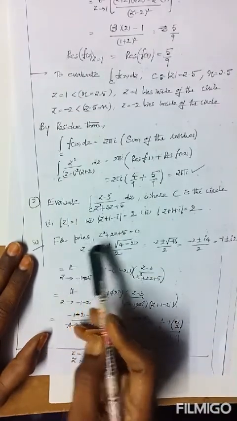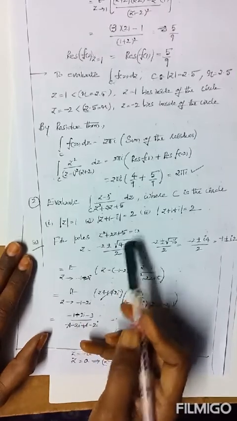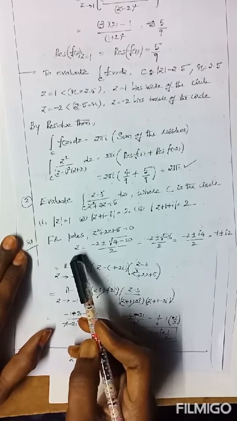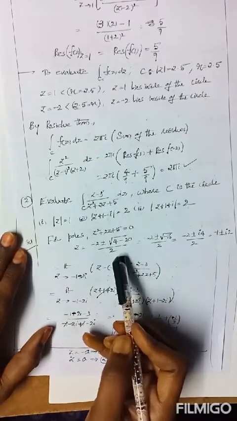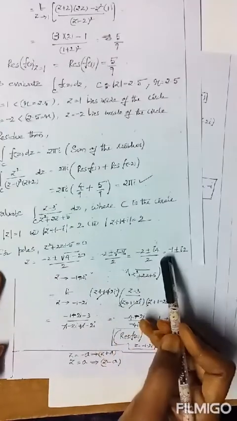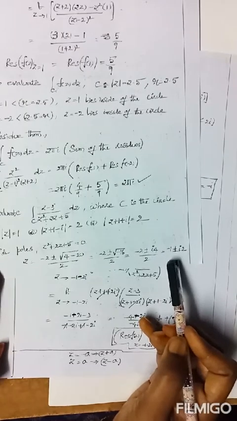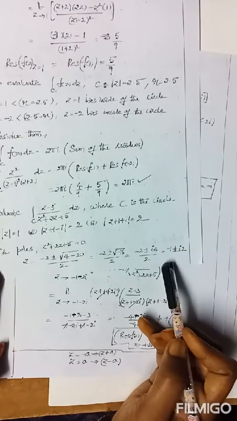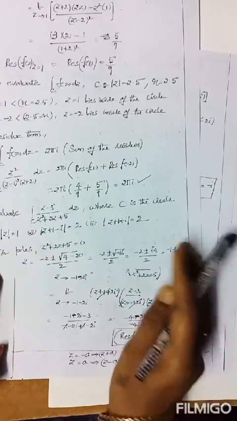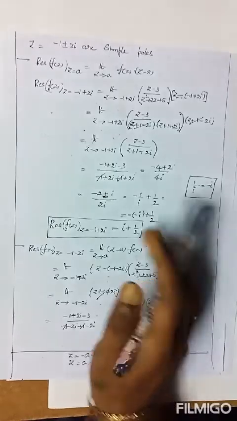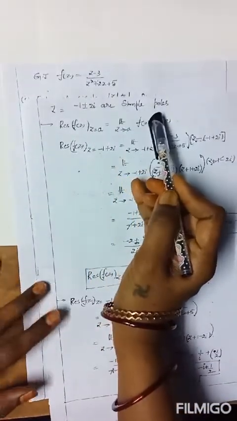First, for poles, equate the denominator to 0. By equating the denominator to 0, the roots of z are obtained by taking the formula minus b plus or minus root of b square minus 4ac by 2a. By simplifying this, the roots are minus 1 plus or minus 2i. Here there are two roots, with plus and with minus. These two roots are called poles of order 1, also called simple poles. Totally z equal to minus 1 plus or minus 2i are simple poles.